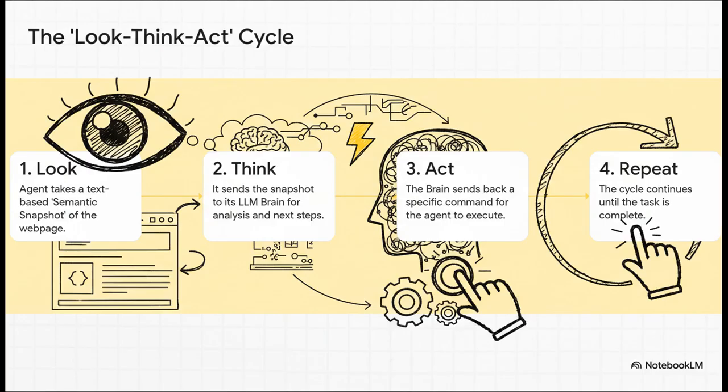The core of how an AI agent operates is actually a very simple loop. Look, think, act. First, it looks at a web page, but not like we do. It sees a simplified text-only version. Then it thinks. It does this by sending that text to its LLM brain and asking, okay, based on my goal, what should I do next? And finally, it acts. It executes the command the brain sends back, like click button 12, and this loop just repeats dozens, maybe hundreds of times for a single task.